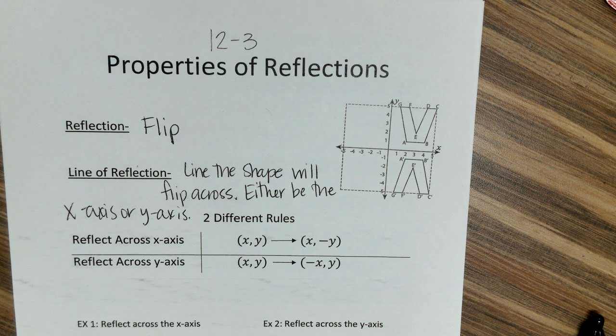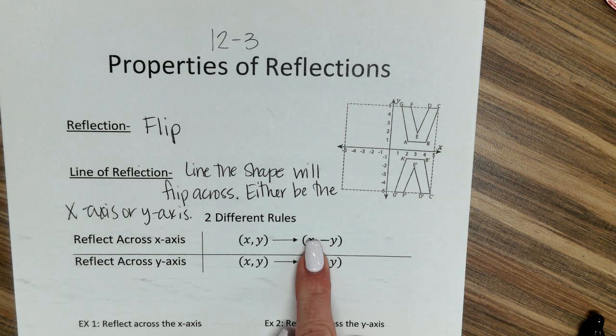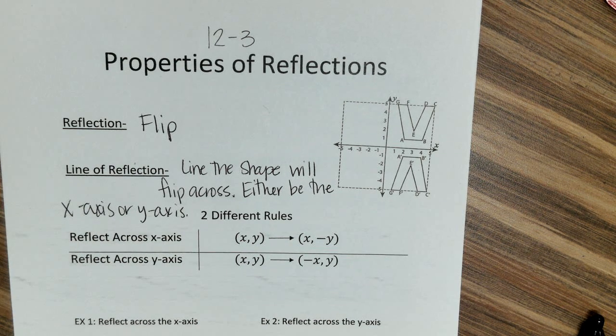So today, your job is to understand what a reflection is, to identify the line of reflection, so is it flipping across the x-axis or y-axis, and to write a rule that represents it. The cool thing is there's no numbers to plug in for these rules. It will just either be the x-axis rule or the y-axis rule. And we're going to explore those rules today and tomorrow.